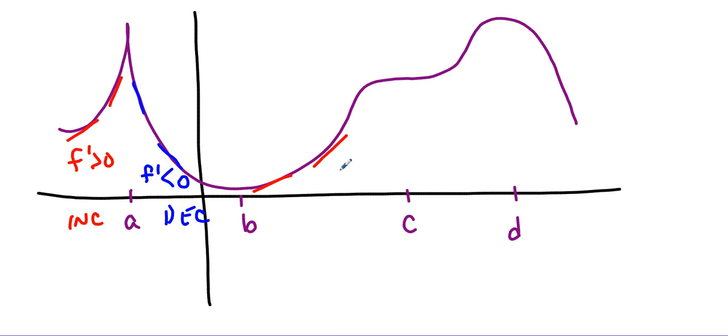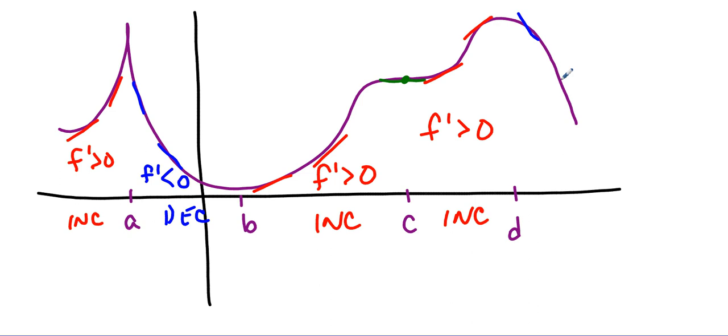In this zone, the derivatives are positive, and the function is increasing. Then it flattens. There's a flat tangent right here. And then on the other side of that, the derivatives are still positive, and the function is increasing. And then out here, the derivative is negative. Derivatives out here are negative, and the function is decreasing.